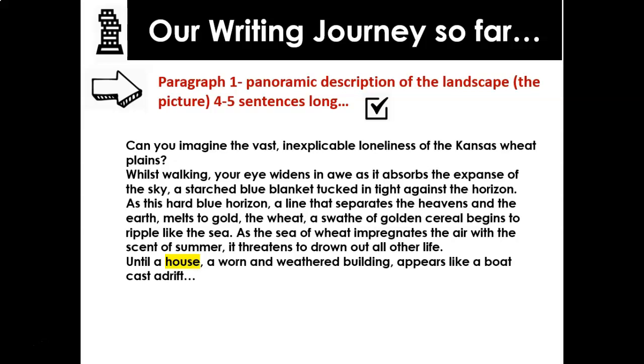So I'm describing the landscape. In other words, I'm saying what I can see. I've used my appositive, a starch blue blanket tucked in. I am trying to think consciously about my vocabulary and my description so I can really help you to imagine this picture. As this hard blue horizon, a line that separates the heavens and the earth, melts to gold, the wheat, a swathe of golden cereal, begins to ripple like the sea.